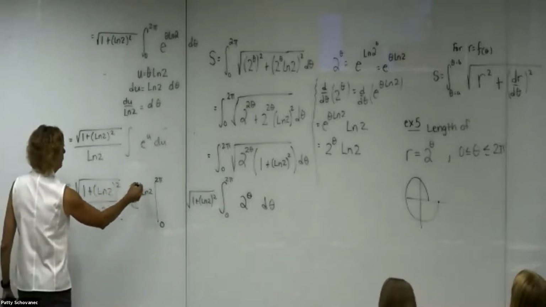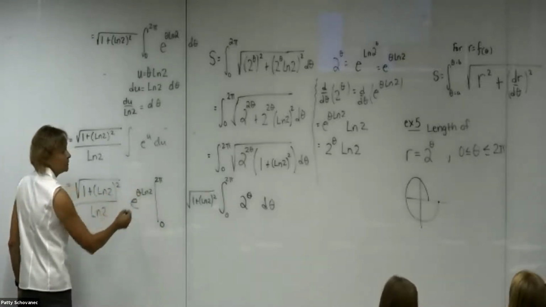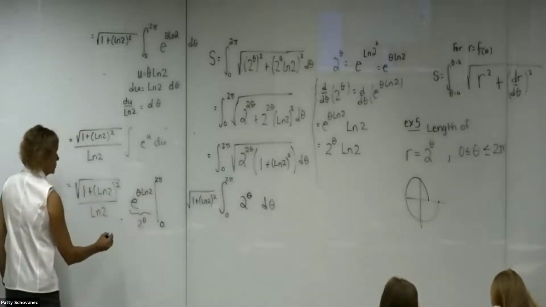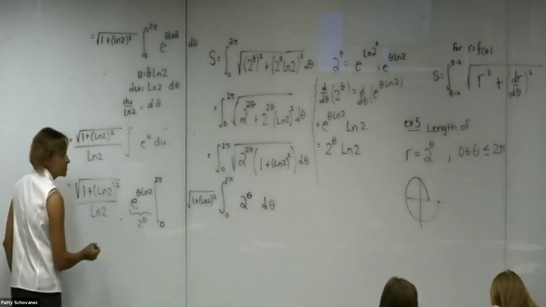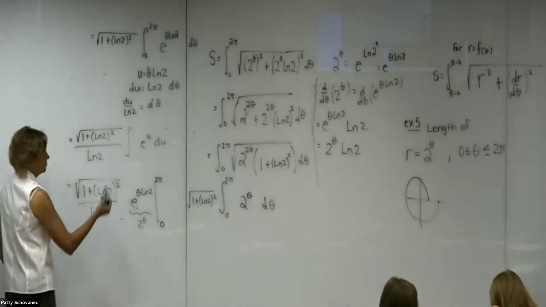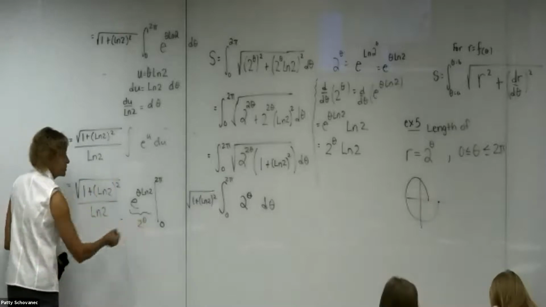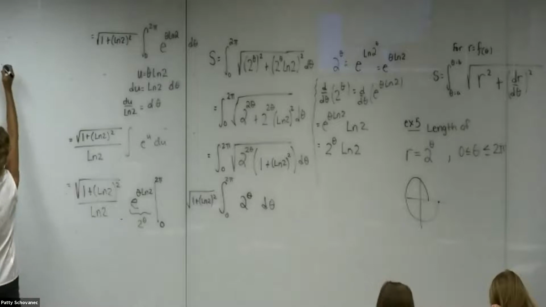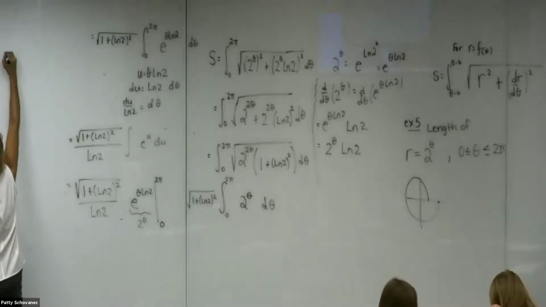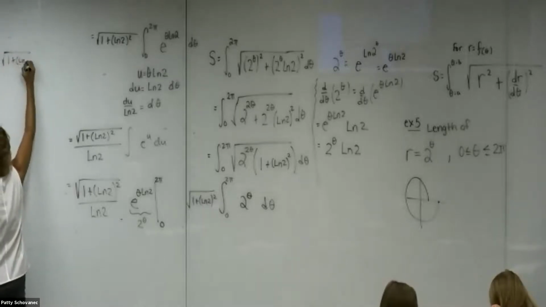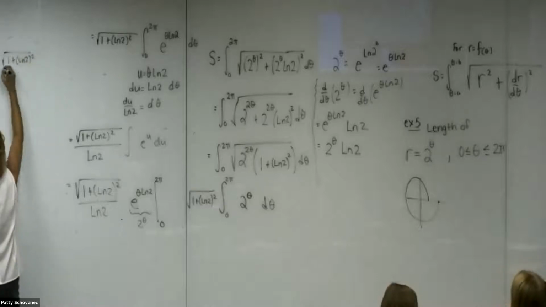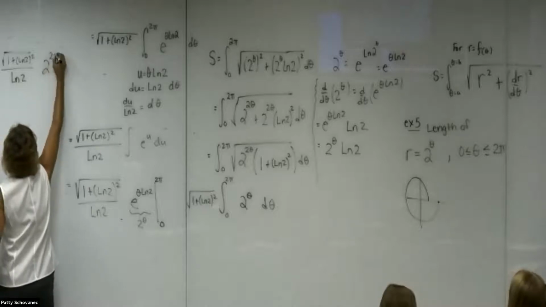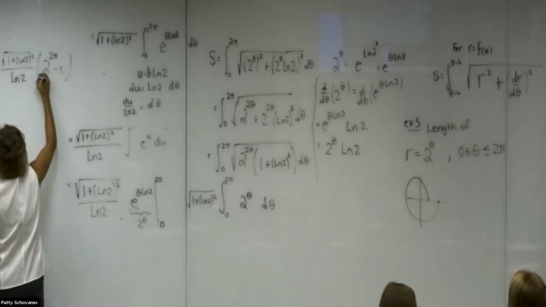But remember, this number, if you like, is 2 to the theta. So I'm going to have 2 to the 2 pi minus 2 to the 0. 2 to the 2 pi is just 2 to the 2 pi. 2 to the 0 is 1. So here's our answer. Arc length is the square root of 1 plus the natural log of 2 all squared divided by the natural log of 2. Then I have 2 to the 2 pi minus 1 times that.